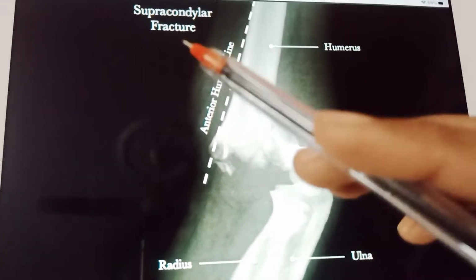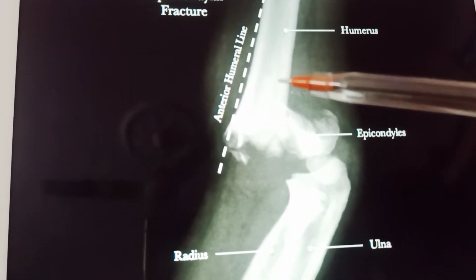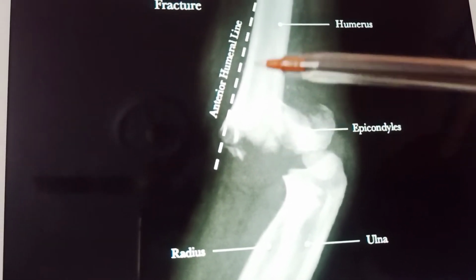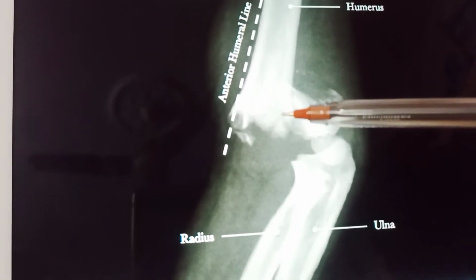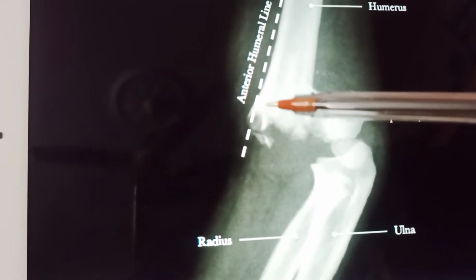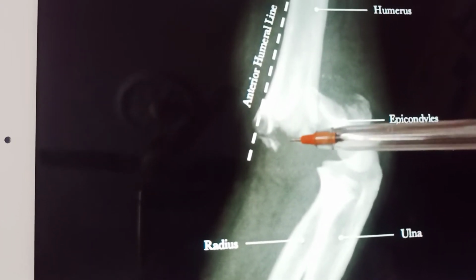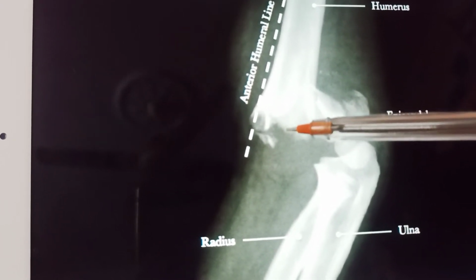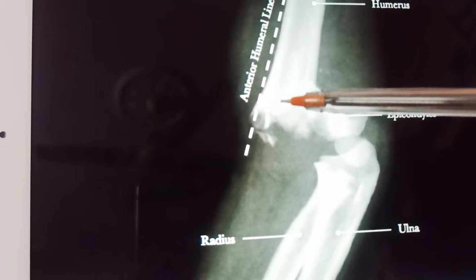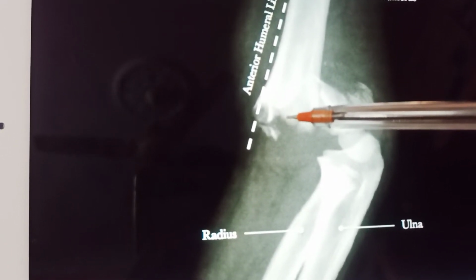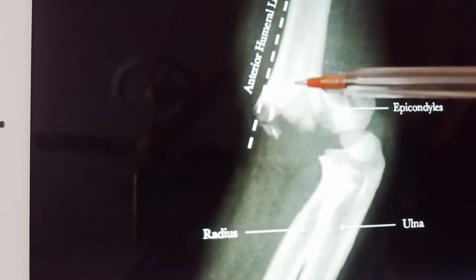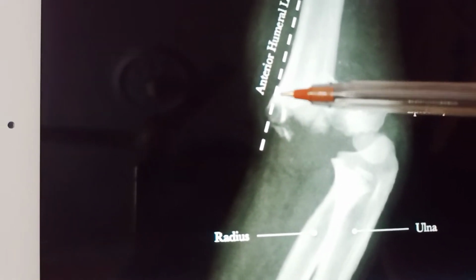Let us discuss supracondylar fracture. Actually, it is the most common pediatric elbow fracture. It is seen due to a fall on an outstretched arm. And here the artery which is injured is the brachial artery, and the median nerve also travels with the brachial artery, so the median nerve is affected. So it will lead to injury to both the most common neurovascular structures, the median nerve and also the brachial artery.